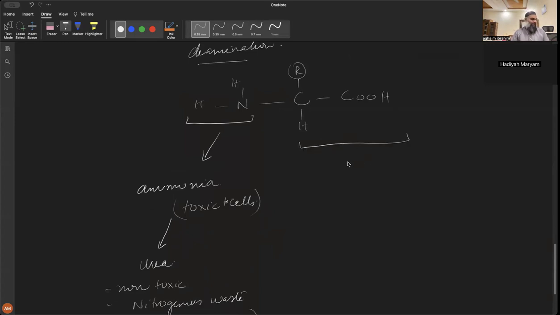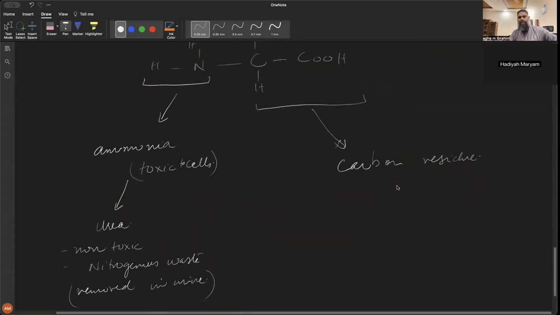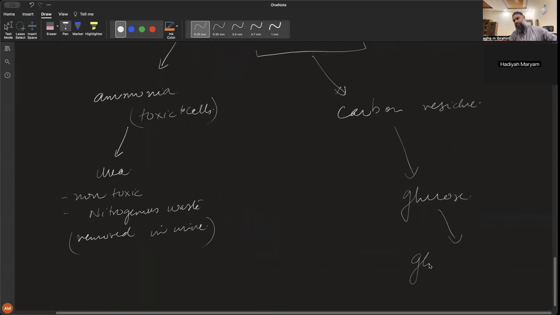This part is actually converted into a carbon residue. Carbon residues we are going to study. They are used in many other processes, making many other organic compounds in the body, particularly carbohydrates. So it is converted into glucose, and this glucose is then converted into glycogen for storage in the liver.